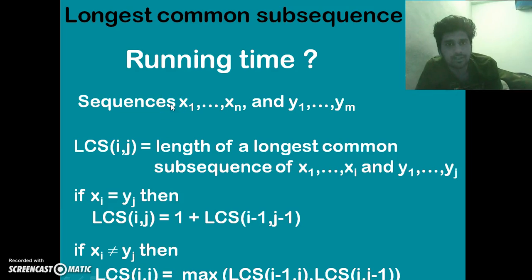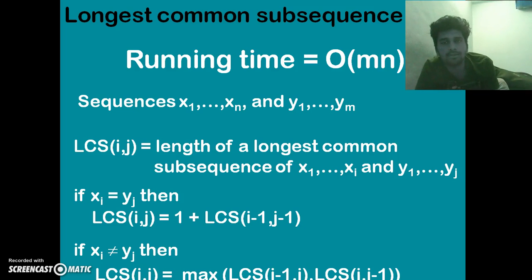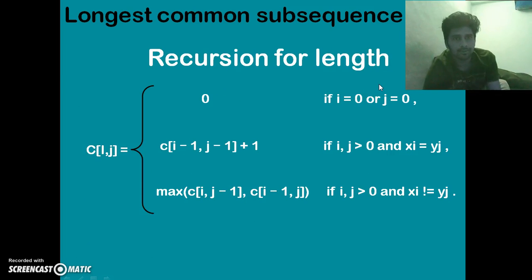So what is the running time of longest common subsequence? The running time depends on the number of characters or elements of the sequences, M times N, where M is the number of elements of the first sequence and N is the number of elements of the second sequence. Recursion of length.